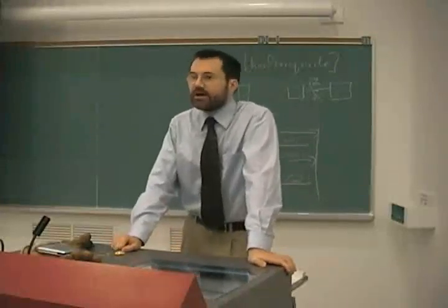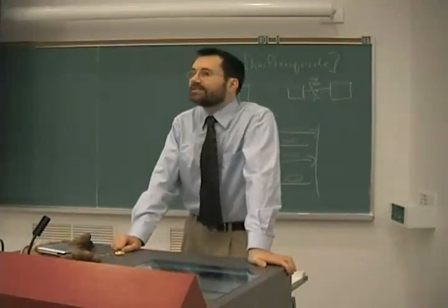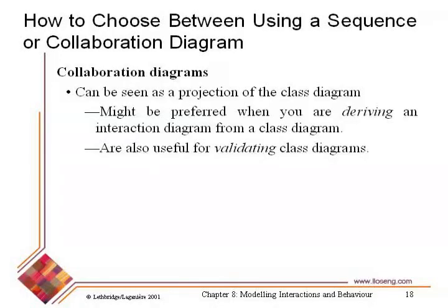Collaboration diagrams, in some sense, contain one object per class in a class diagram, typically, if you think about it. That can be considered mathematically as a projection of the class diagram from class space to instance space. We have one canonical instance representing each class in the class diagram, and we're showing all the messages that can be sent between these instances.